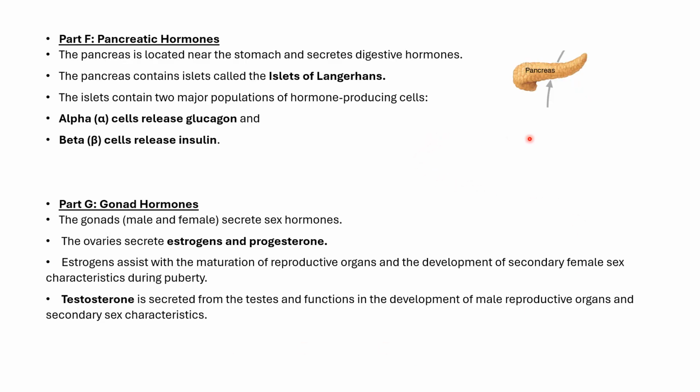Now this is the pancreas. This is how it looks. The pancreas contains islets of Langerhans. Like I said before, those have alpha cells and beta cells. These islets of Langerhans are the endocrine part of the pancreas, and the alpha cells release glucagon, and the beta cells release insulin.